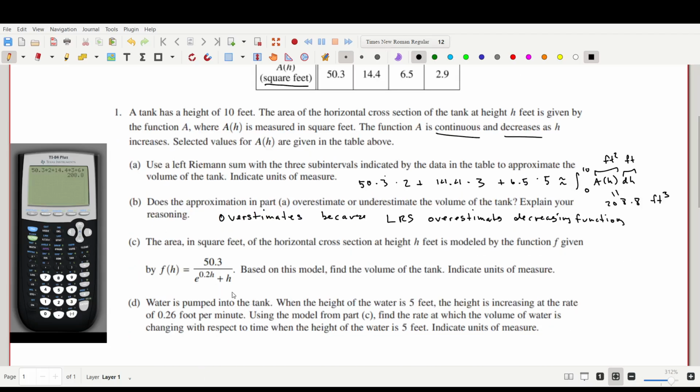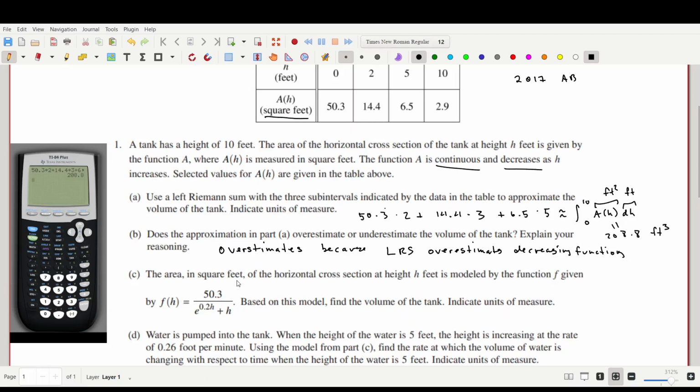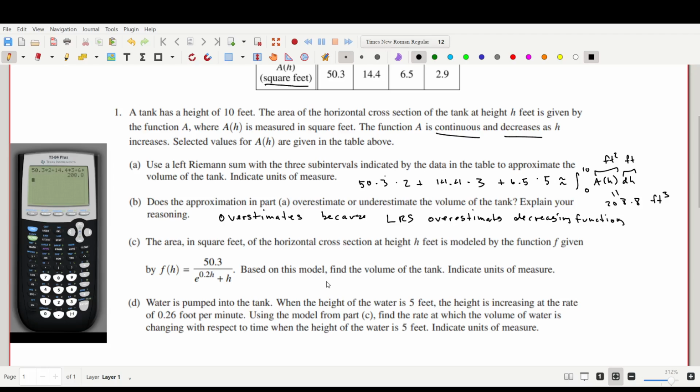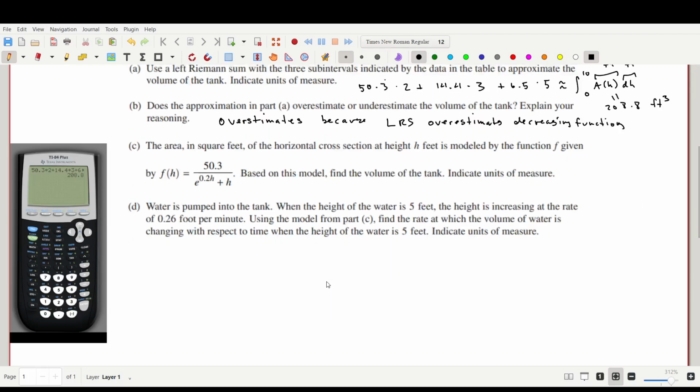All right, the area in square feet of the horizontal cross-section at height h is modeled by the function given. Based on this model, find the volume of the tank. So just a different problem. Here, they're telling you the square feet, so we're telling you the cross-sectional area. So the volume is going to be the integral from 0 to 10 of that.